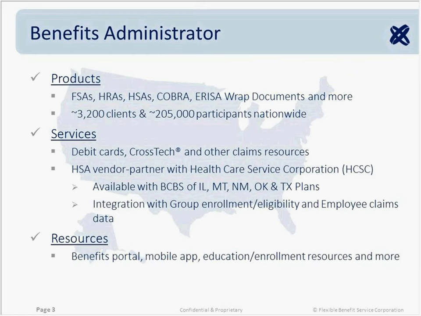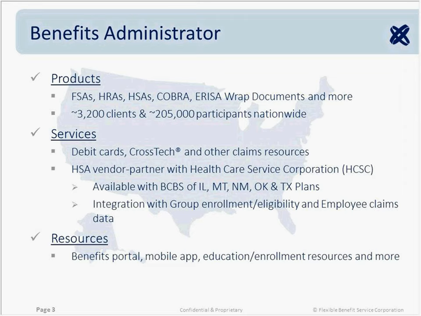As it relates to our third-party benefits administration division, we offer a number of different products and services on behalf of employers nationwide. Those include both health and dependent care flexible spending accounts, health reimbursement arrangements, and health savings accounts. We also administer COBRA on behalf of employers who are subject to that federal law, and we offer a number of other compliance and administrative services, including the preparation of plan documents such as cafeteria plan documents, premium-only plan documents, and ERISA wrap documents.